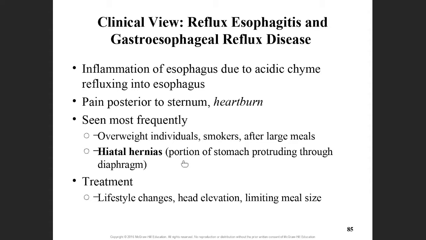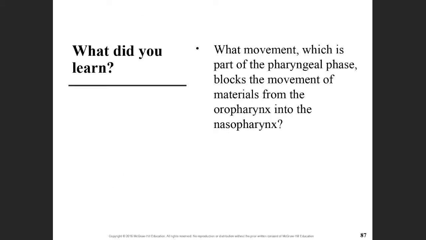For prevention of heartburn, we need to change our lifestyle. Head elevation and limiting meal size can decrease the heartburn. Now you can answer this question. What movement, which is part of the pharyngeal phase, blocks the movement of material from the oropharynx to the nasopharynx? As I told you, when the soft palate and uvula come up, they close the nasopharynx and don't let the bolus go to the nasopharynx and our nasal cavity.